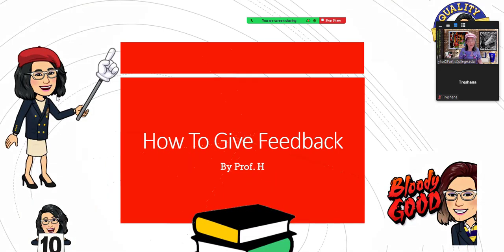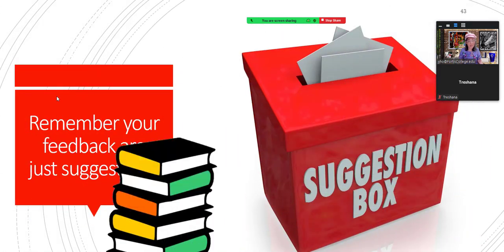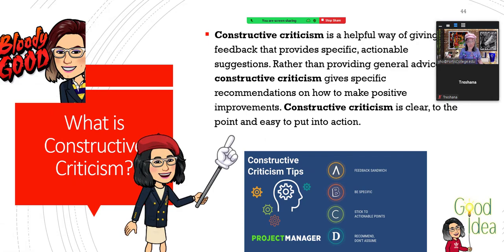Yes, so how to give feedback. And here, remember, your feedback are just suggestions. So you're going to be doing something called constructive criticism. Constructive criticism is a helpful way of giving feedback and provides specific, actionable suggestions. Rather than providing general advice, constructive criticism gives specific recommendations on how to make positive improvements. Constructive criticism is clear, to the point, and easy to put into action. So another name for constructive criticism is actionable suggestions.